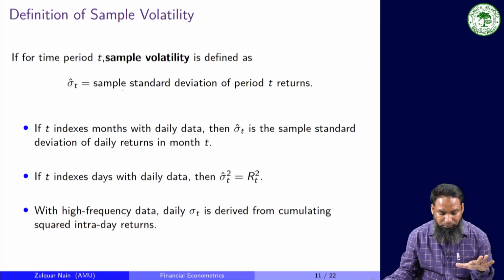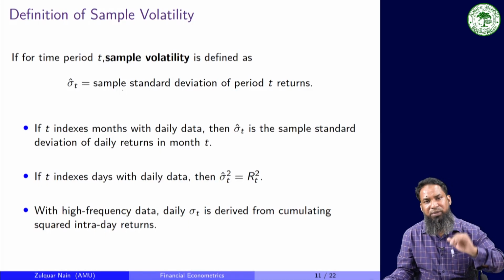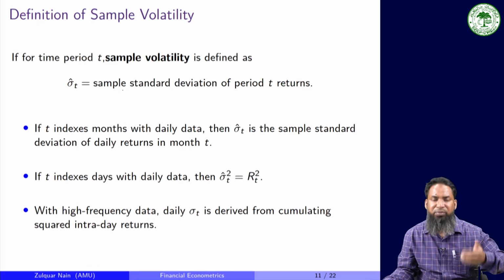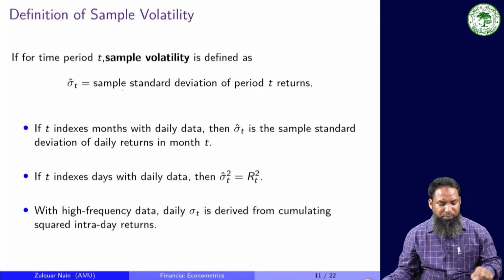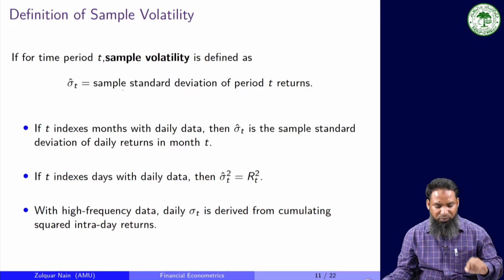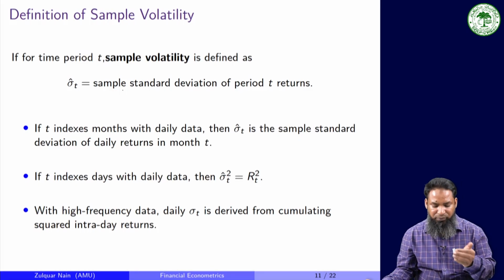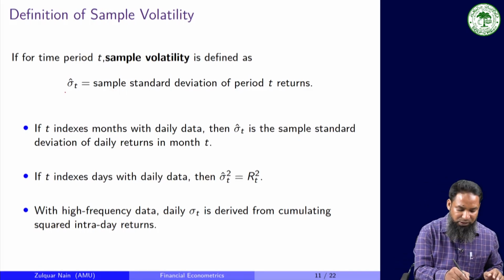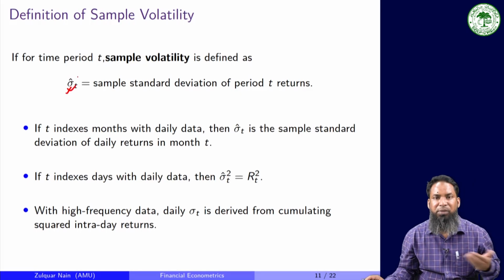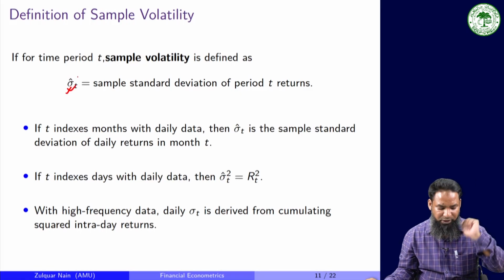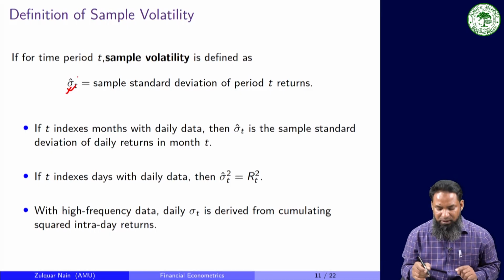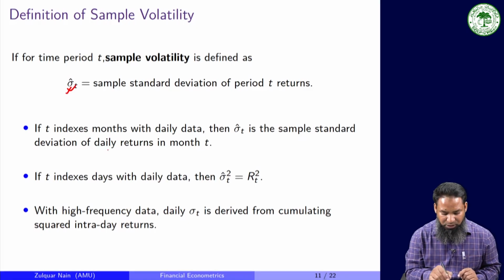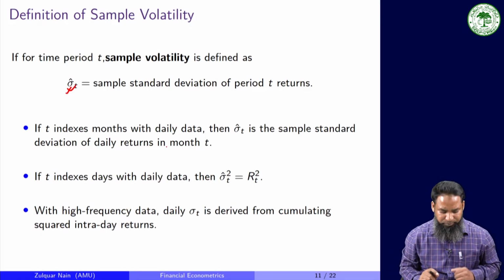Now, these are the theoretical methods, and we will be using the sample to estimate the sample volatility, and these are the different methods we can use to calculate those sample volatilities. Let us say at time period T we have estimated the sample volatility, that is the standard deviation of the asset at T. We have this sigma hat T here, that is the estimated, or we can say the sample volatility. Now here if T indexes months with daily data, then it is the sample standard deviation of the daily returns in the month T.